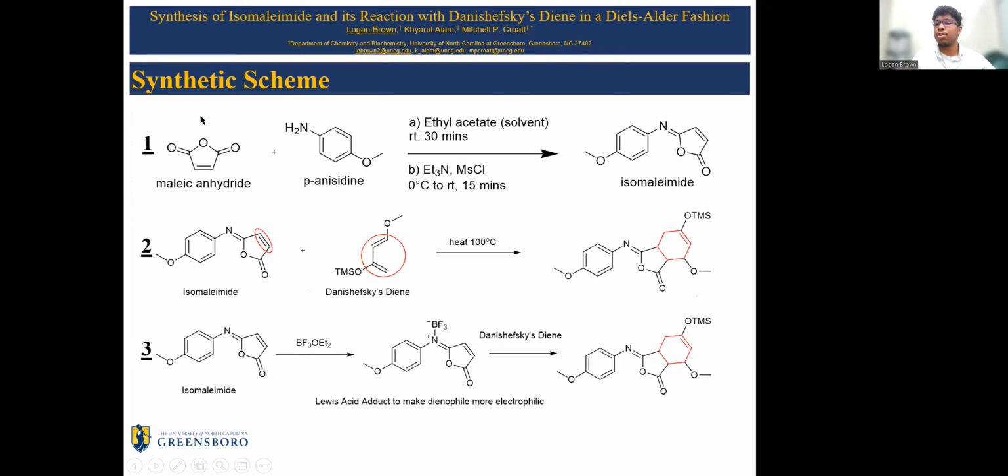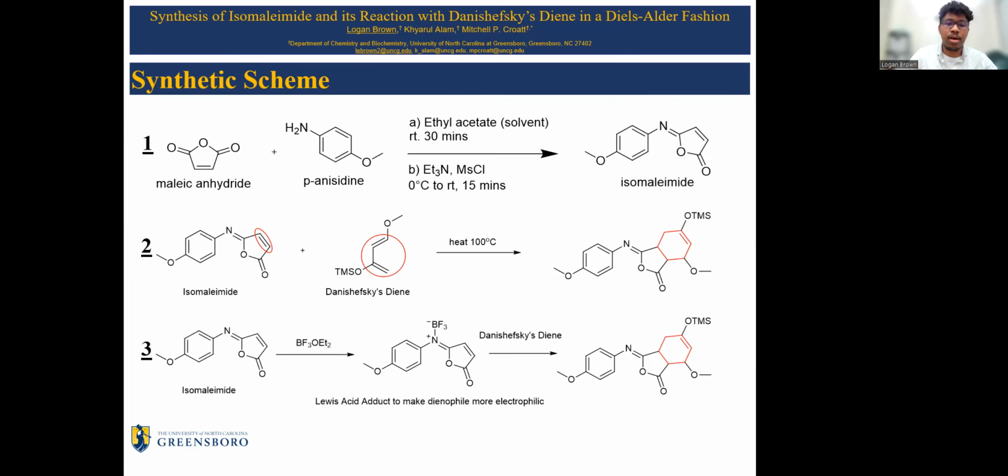Like I said, this is just like cooking a soup. Our one-pot synthesis of isomaleimide, we took our first ingredient, we took our second ingredient and stirred it in some liquid for 30 minutes. And then we took our fourth ingredient and added our fifth ingredient, stirred those together for 15 minutes. And then we strained them. We got rid of the liquid. If you think about it like straining your vegetables, we got rid of the liquid and the solid that remained was isomaleimide. And then we wanted to react this in the Diels-Alder way.